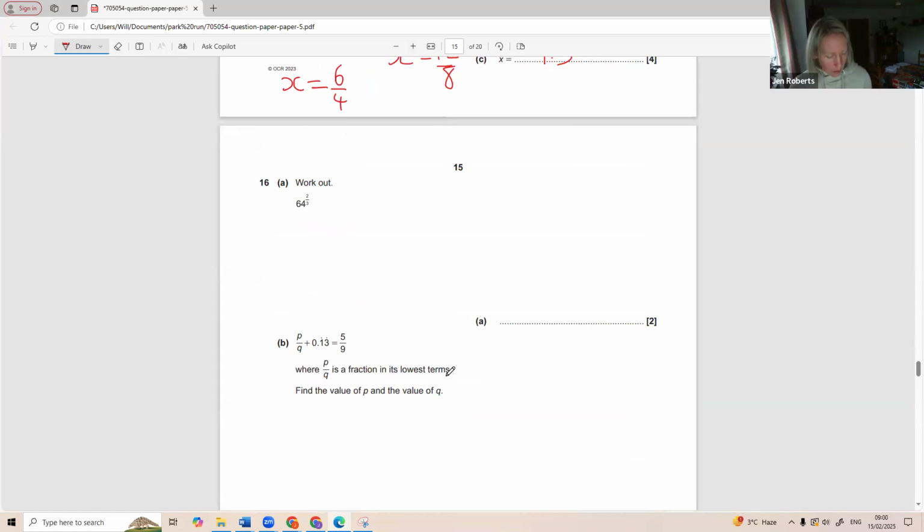Okay, so 16a, work this out. This 3 represents a third there, doesn't it? So 64 to the power of a third, squared. That's how you need to be thinking of it: 64 to the power of a third, then squared. When you power by a third, it's the same as cube root. It's the cube root of 64 squared. Cube root of 64 is 4, because 4 times 4 times 4 is 64. And then 4 squared is 16.